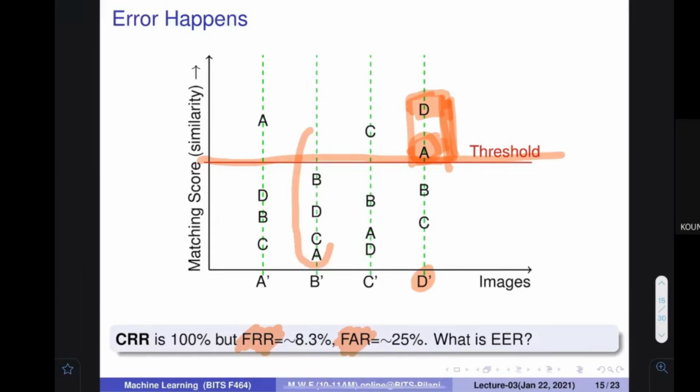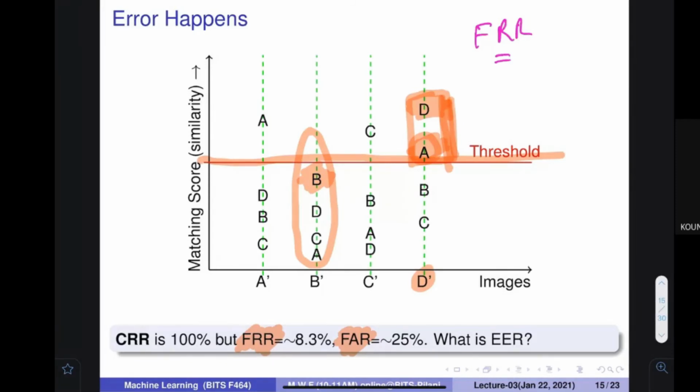Similarly, in this particular case, his score is below. So even if the highest score is with B, it is less than the threshold, so he would not be permitted to enter the system. So what is the false rejection rate? False rejection rate is, you have to find out how many genuine matchings you have done, and out of them how many are rejected. What is the false rejection rate?